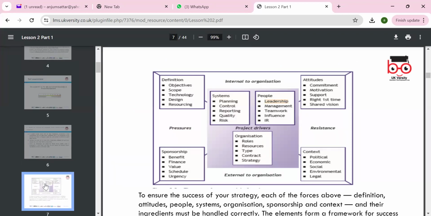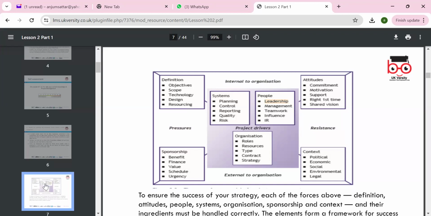We can look at the internal organization: our system, our planning, our quality control, our risk management, people, leadership and management, teamwork, influence, IR. We can look at project drivers: organization, roles, resources, type, contract, and strategy. We can also look at the attributes: commitment, motivation, support, right first time, and shared vision.